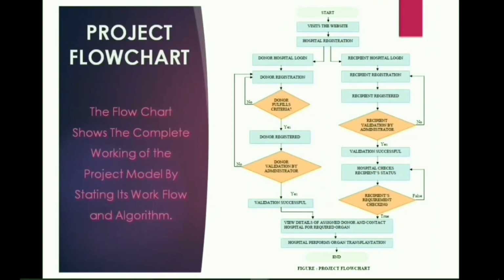So let's have a look at the project flowchart. The flowchart shows the complete working of the project model by stating its workflow and algorithm. It starts with hospital registration by visiting the website. After hospital registration, the corresponding donor and recipient hospitals will log in and register their corresponding donors and recipients. The donor and recipient have to fulfill the required criteria. For the donor, it's that he or she should not be suffering from any chronic disease which could reflect in the recipient's body after the transplantation operation has been performed.